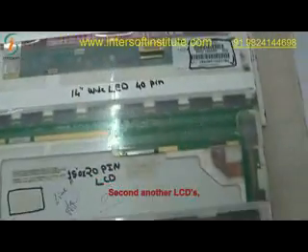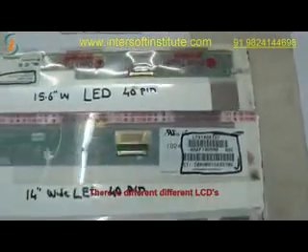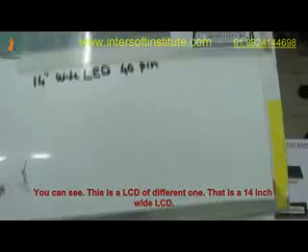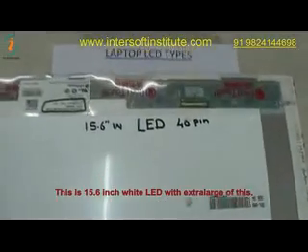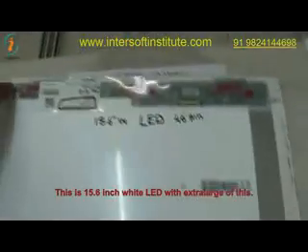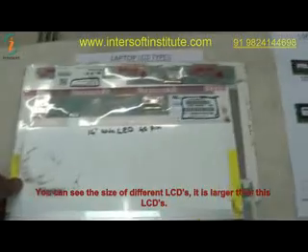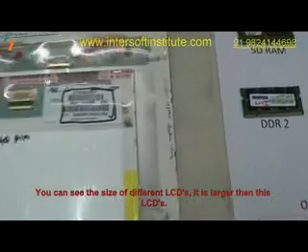Second, another LCD. This is one LCD, and this is the second LCD. It is also with an LCD connector. You can see the part number. There are different LCDs. This is a 14 inch wide LED, and this is a 15.6 inch wide LED, extra large. You can see the size of the different LCDs. It is larger than these LCDs.